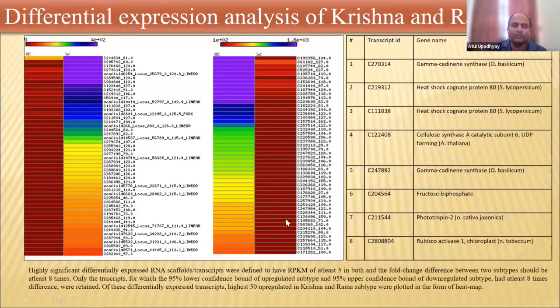And here you can see the heat map of the top 50 transcripts which were differentially expressed in these two samples. There were more than 200 differentially expressed genes, but we have plotted only the top 50. And most of these top 50 are at least 8 times regulated, in terms of down or up regulated.